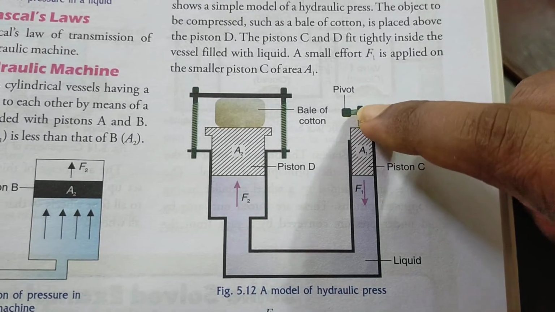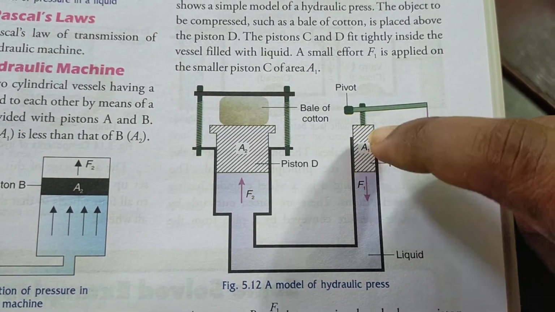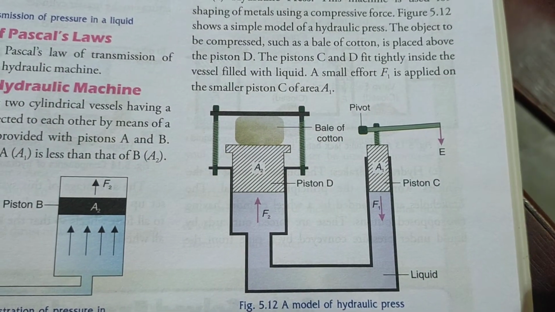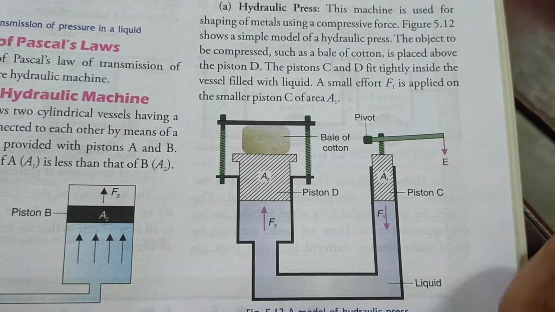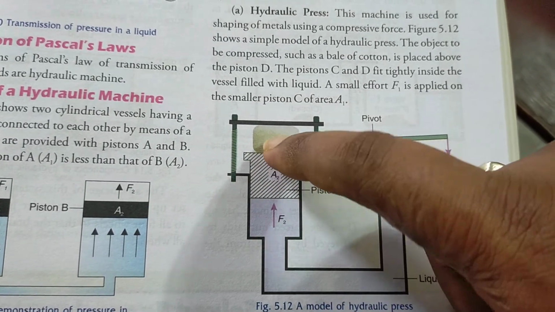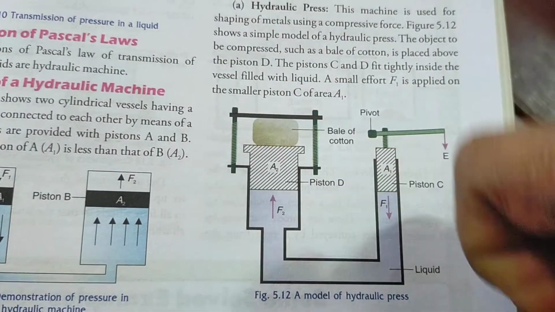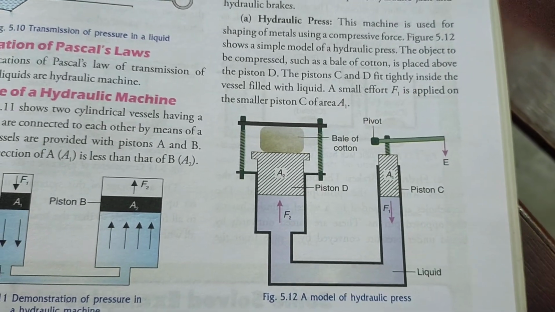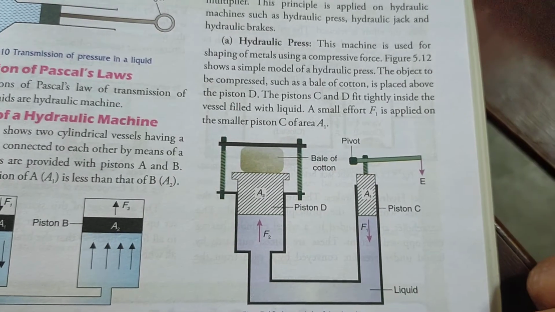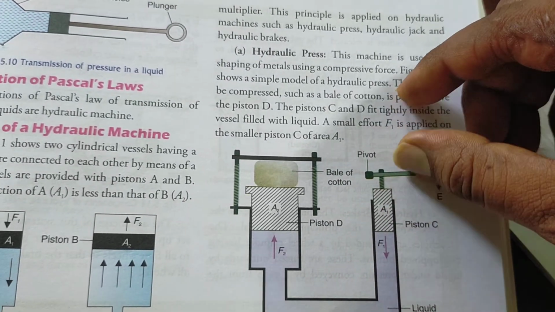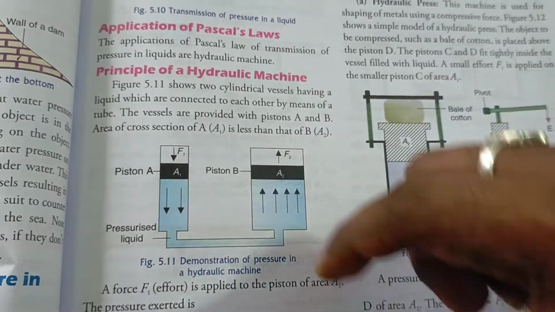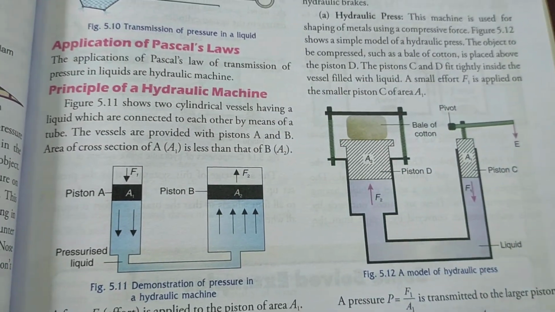So a small force is applied here, and for a bale of cotton, suppose you have to extract the seeds from the cotton, this is used in a factory. A small force is applied at one end and it produces a large force, due to which the cotton gets squeezed and the seeds or the oils easily come out. So this is a hydraulic press. How does a hydraulic press work? You need to draw the diagram, that is a must, and write briefly about it.